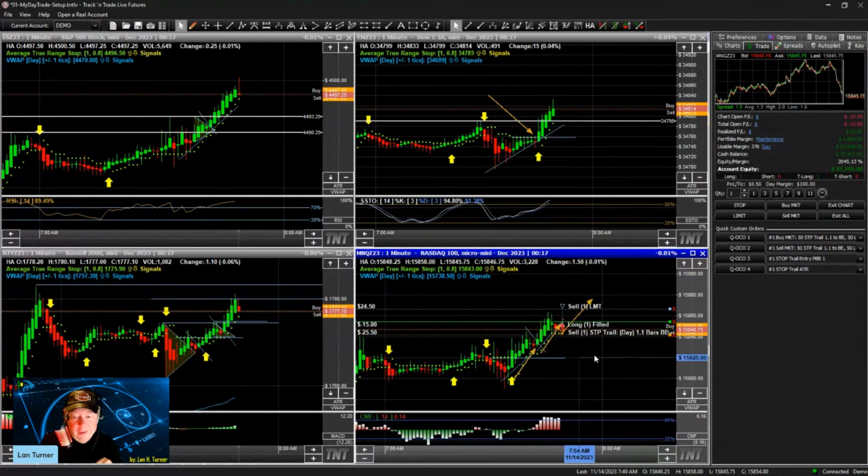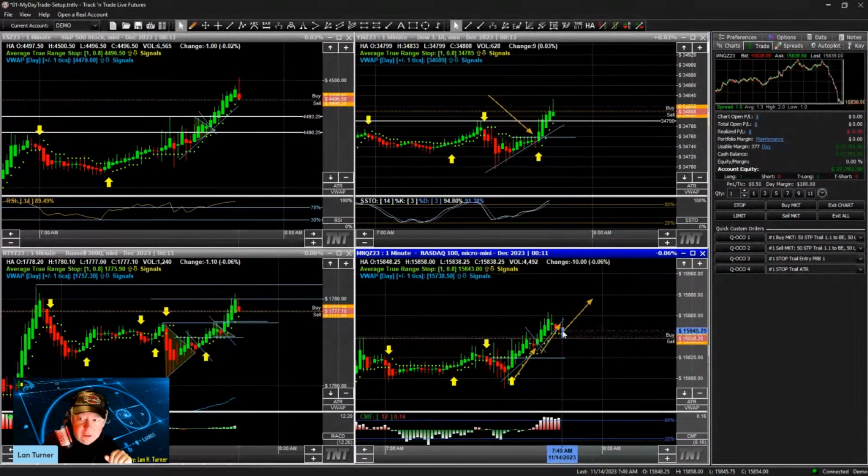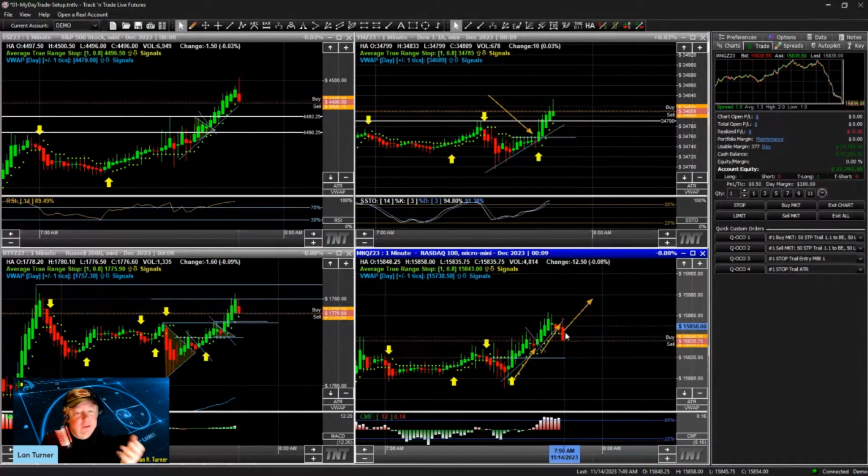And so this one here doesn't look like we're going to make any money. We tried to get in on a break in anticipation of a third drive, and it failed. So since it was the micro mini, we didn't lose $200. We only lost $20.